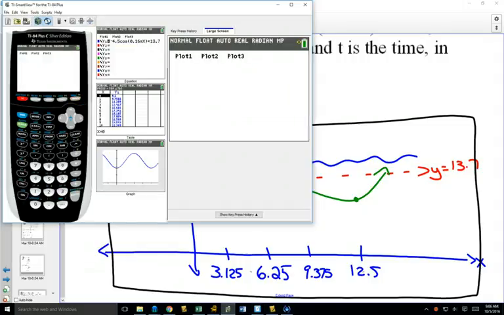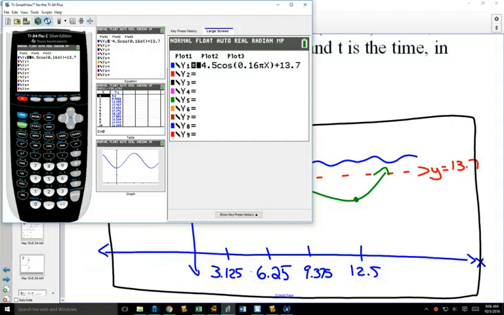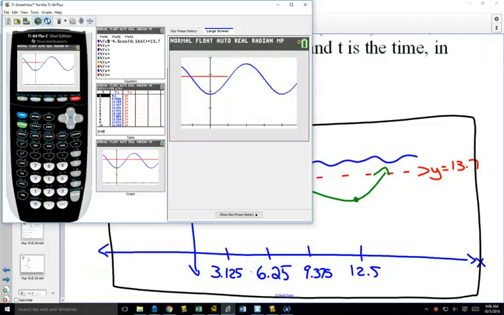We go back to y equals, and if you want a horizontal line, how do you write an equation of a horizontal line? It's just y equals whatever that number is. So into y2, I'm going to write 14.5. And when I look at that graph, that draws that horizontal line at 14.5.